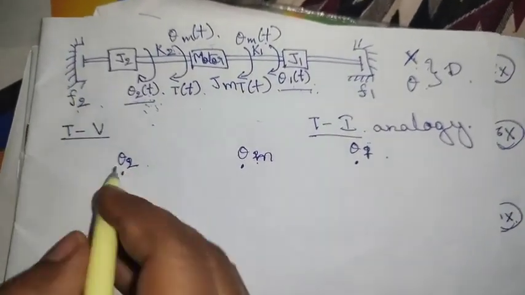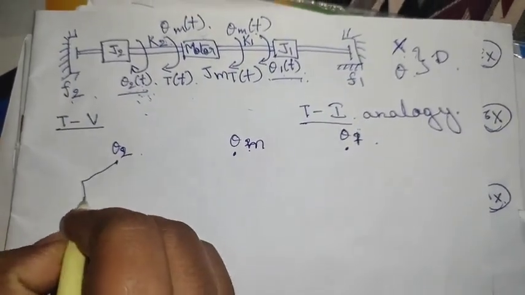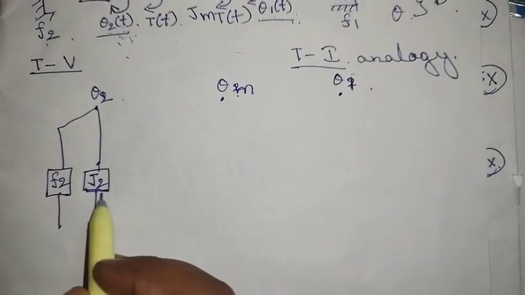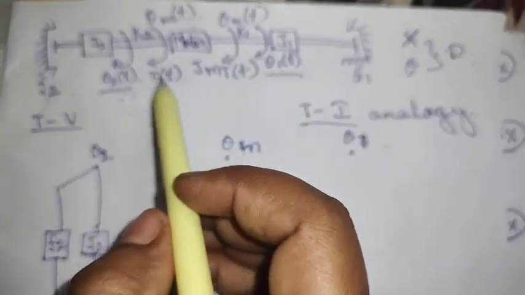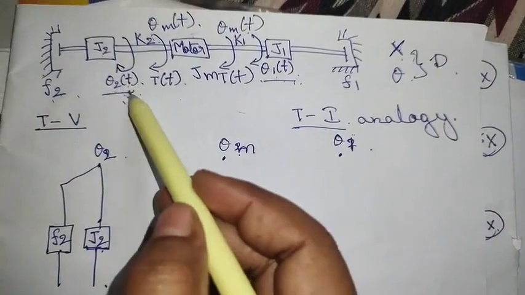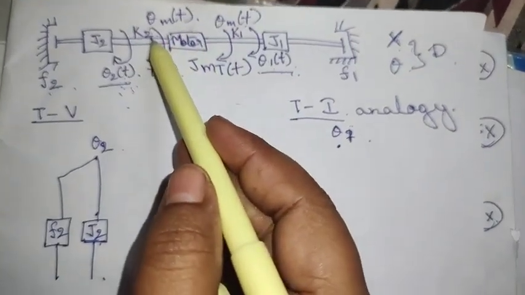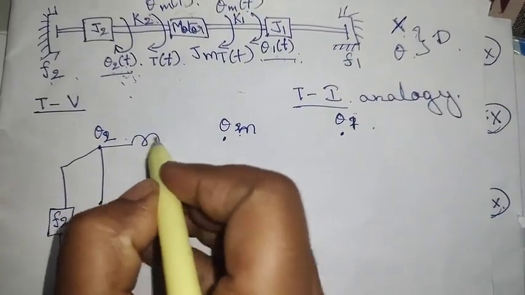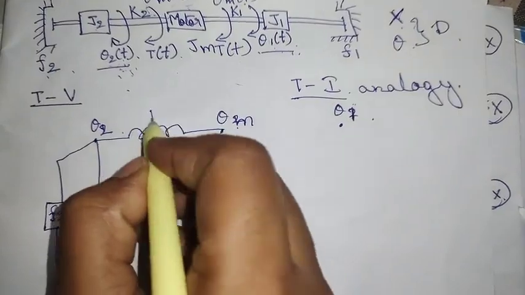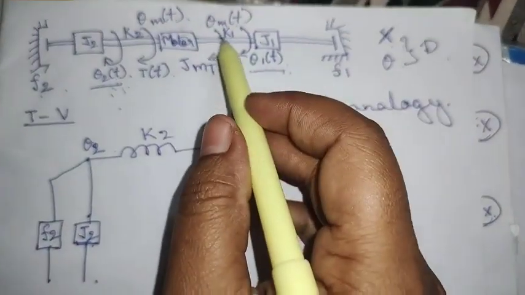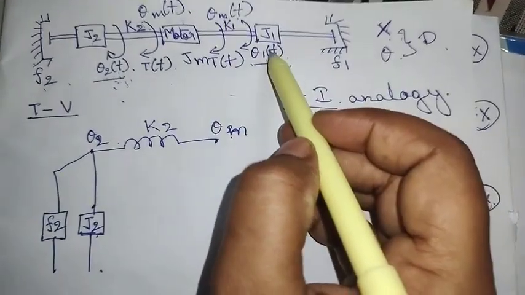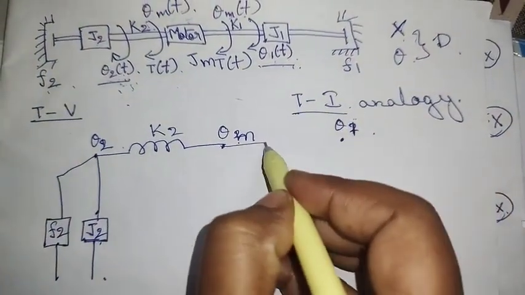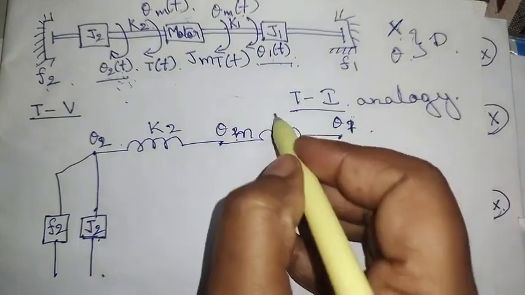So I have written F2 and J2. If you observe the circuit, between theta 2 and theta m, K2 is connected. So write down K2 here, and similarly K1 is between theta m and theta 1 in the circuit. So write down K1.